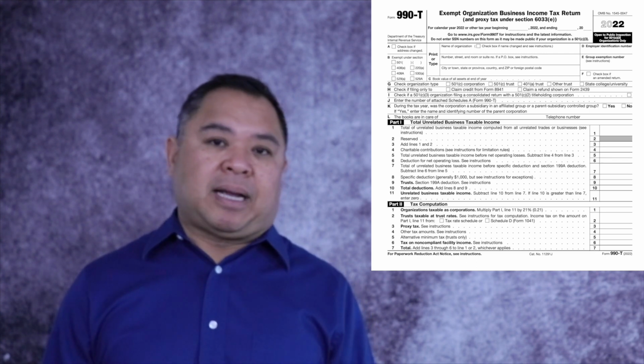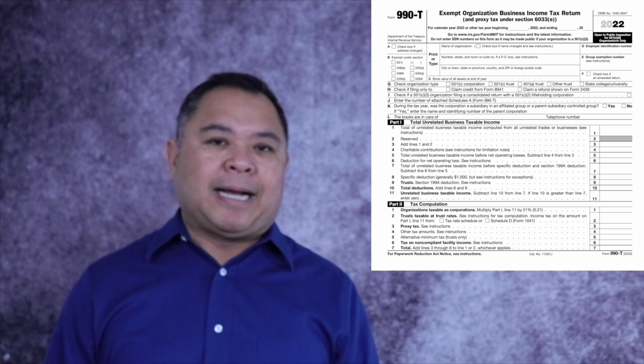Lastly, another IRS form that may need to be filed by an IRA holder for their IRA is what we call the IRS Form 990-T. The IRS Form 990-T reports unrelated business income tax. Another term for that would be unrelated business taxable income, or UBTI.